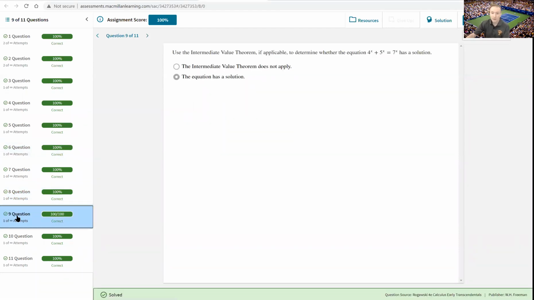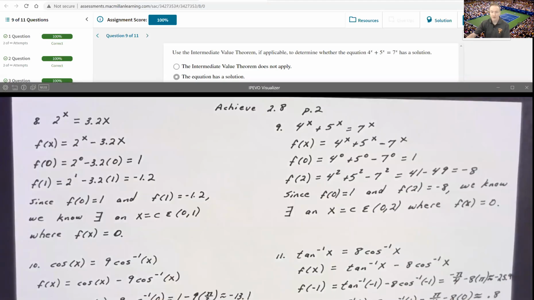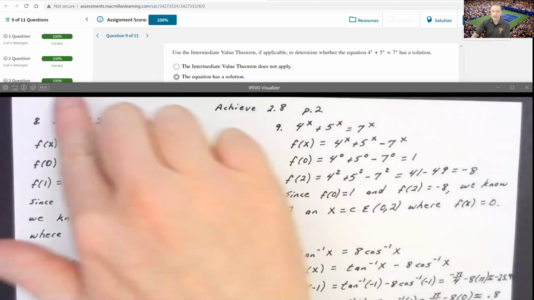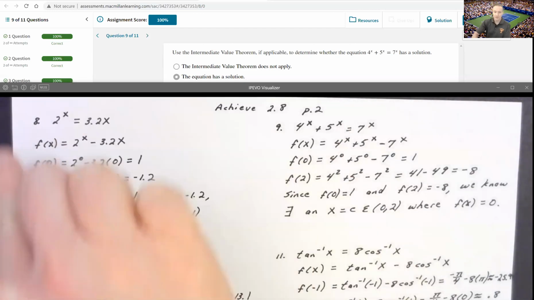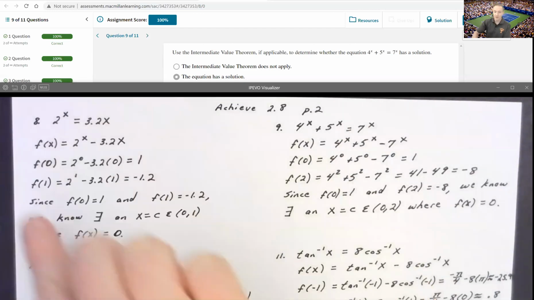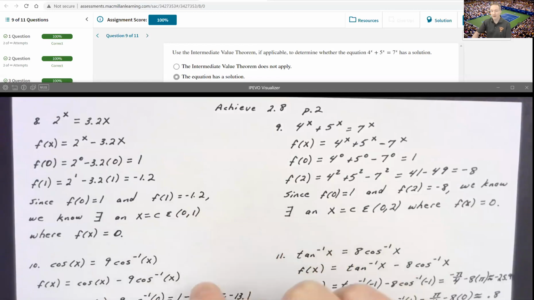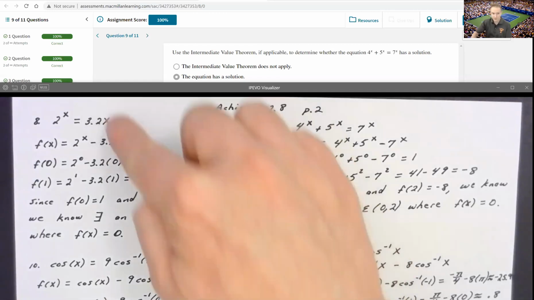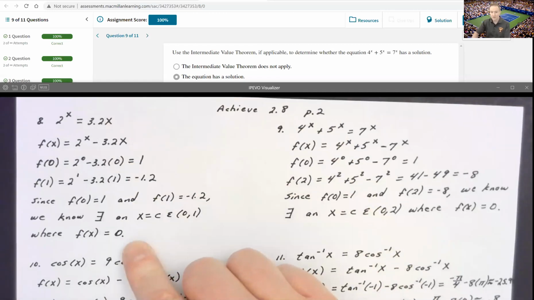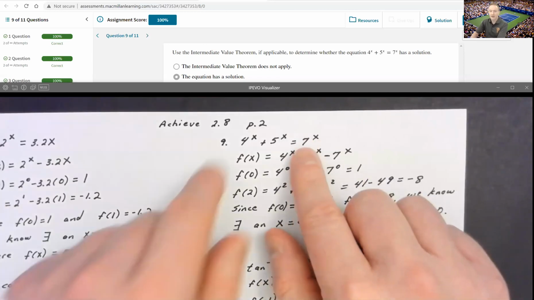Hopefully you are looking through the problems in this section instead of just blindly getting credit for it. I do plan on putting a problem like this on your first test, asking you to use the logic of the intermediate value theorem to prove the existence of a solution. So let's go ahead and look at that in this next problem.